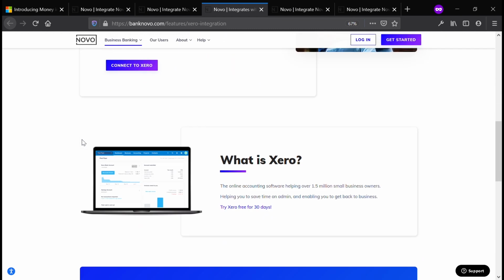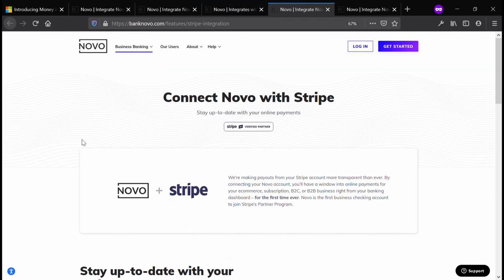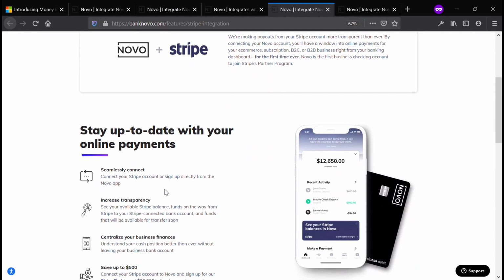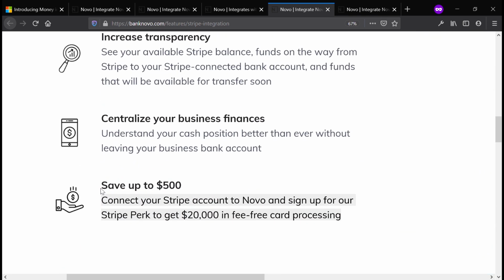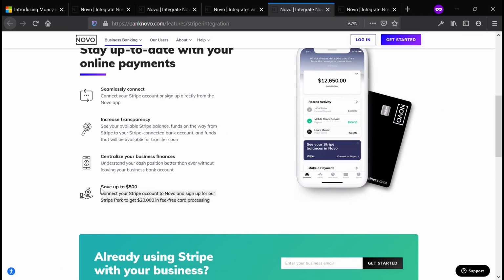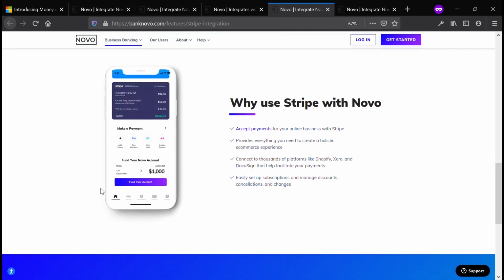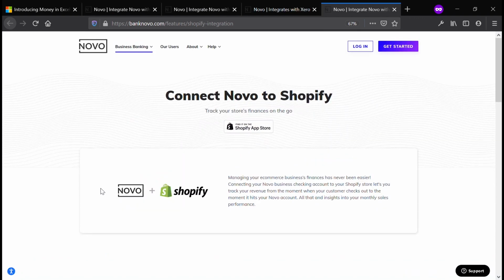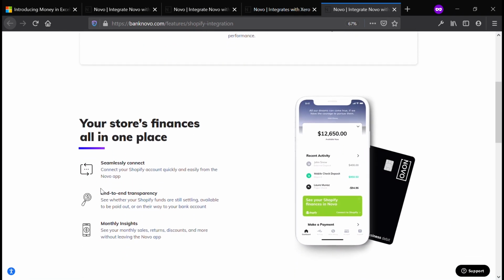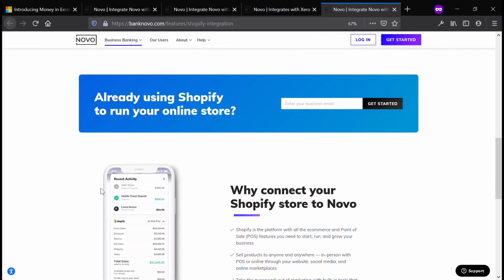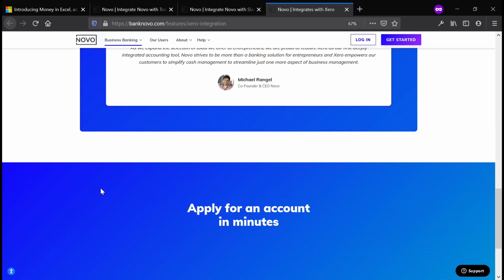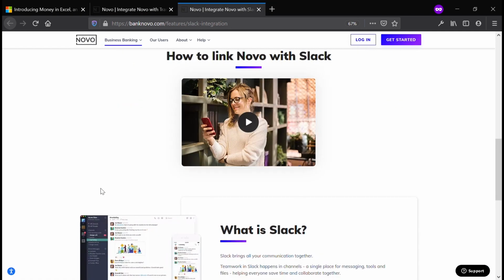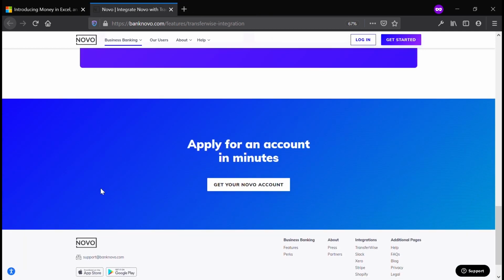So as I was saying before, you get $20,000 from Stripe in fee-free processing if you just sign up through the Novo bank link. That amounts to a cash savings of $500. You also get $3,000 in Google Cloud credits, HubSpot credits, Zendesk credits, Segment credits, GoDaddy, Snapchat ads. I mean, this is a bank created for people in our industry, and they offer perks for our industry.